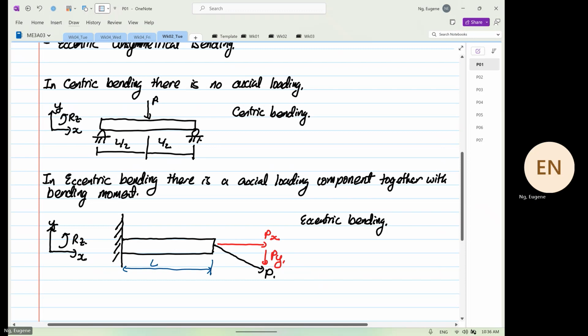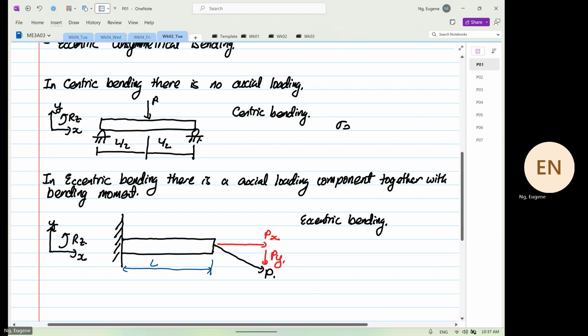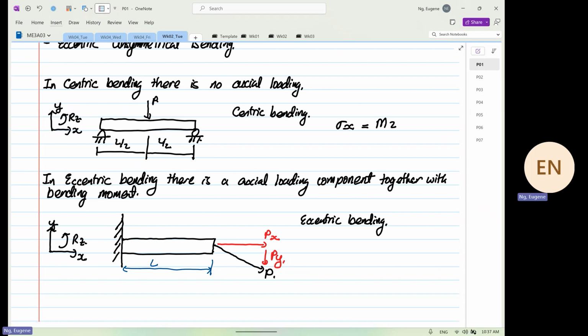L. So for centric bending, what we tend to have is stress X is equal to moment about Z-axis over IZZ multiplied by Y. Okay. What is missing down here, anyone? You all learned this in 2P, right? But what is missing now? Yes, there's a minus sign down here. Okay. Why is there a minus sign there?